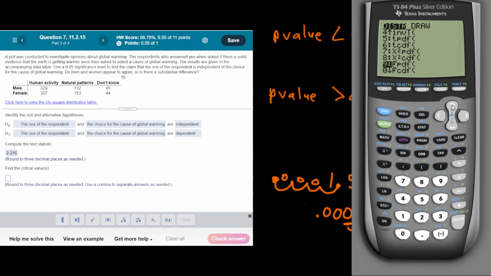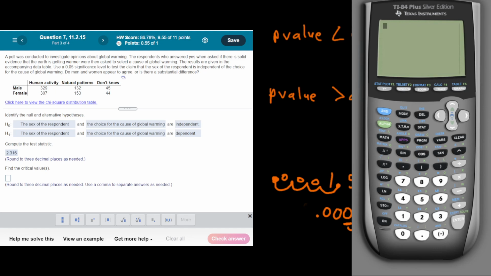Maybe if you have an updated calculator higher than the TI-84 Plus, maybe you do have one. And if you do, please put it in the comment section of the video so you can help out the other students. But this calculator does not, and I don't think most TI-84s do. Anyway, so how do we find the critical value?